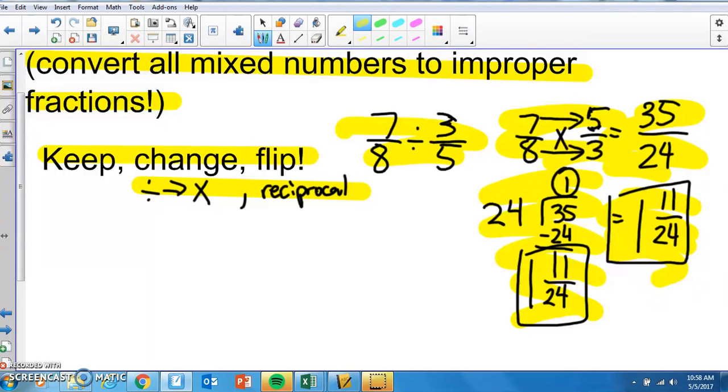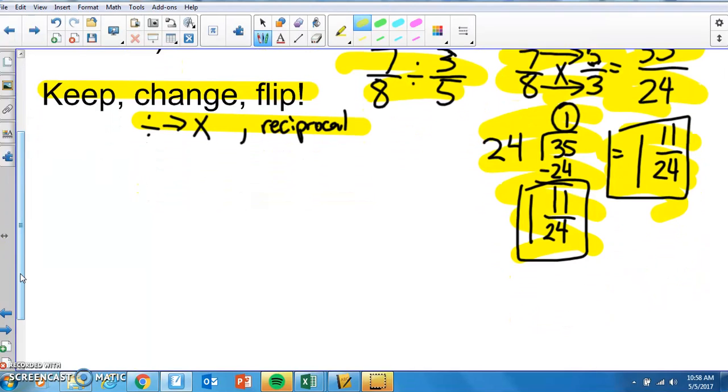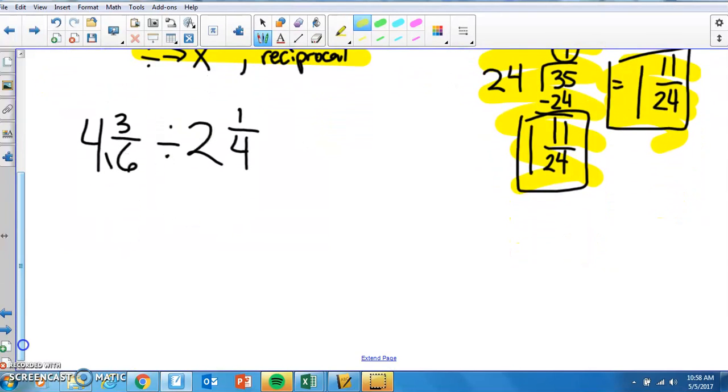All right, let's now do another example where we have some mixed numbers. Let's take 4 and 3/6, and let's divide that by 2 and 1/4. First of all, we want to change any mixed numbers to improper. So for 4 and 3/6, remember, we multiply and then add. 6 times 4 is 24, plus 3 is 27 over 6. Then 4 times 2 plus 1: 4 times 2 is 8, plus 1 is 9. So that now gives us 9 over 4. The only thing I've done is change it from mixed to improper.